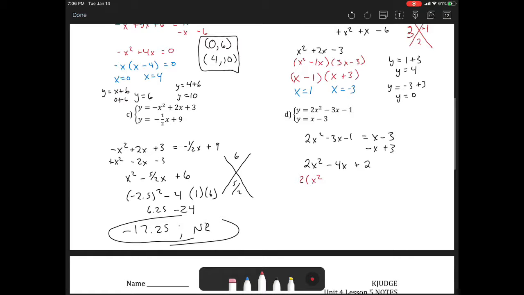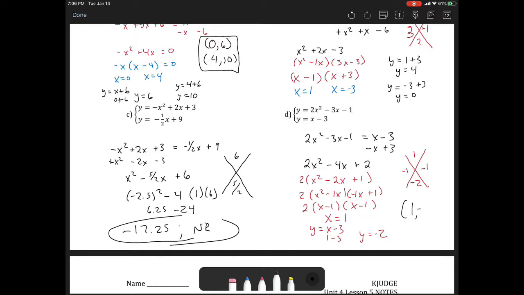Then I'm going to do my trinomial, and I'm going to have 1 and my negative 2, so it's going to be negative 1, negative 1. So I'll end up with 2 times x minus 1 times x minus 1. Those are the same, so I end up with just x equals 1. And then when I plug into my y equals x minus 3, I plug in my 1 minus 3, and I get y equals negative 2. And so my answer is going to be 1, negative 2.